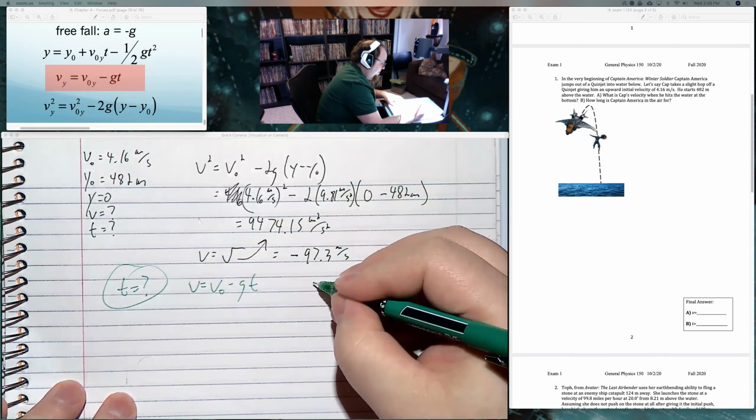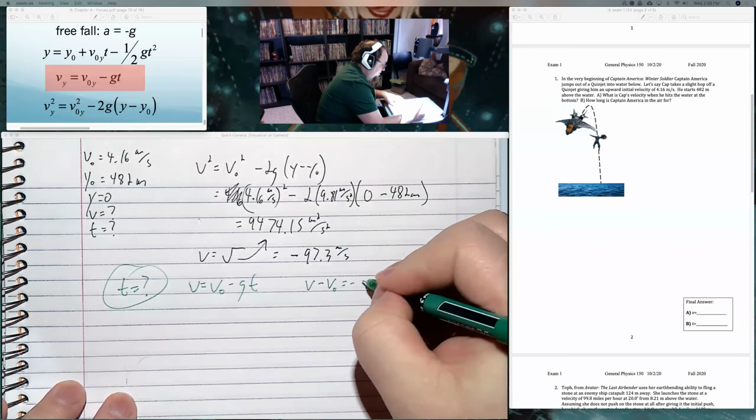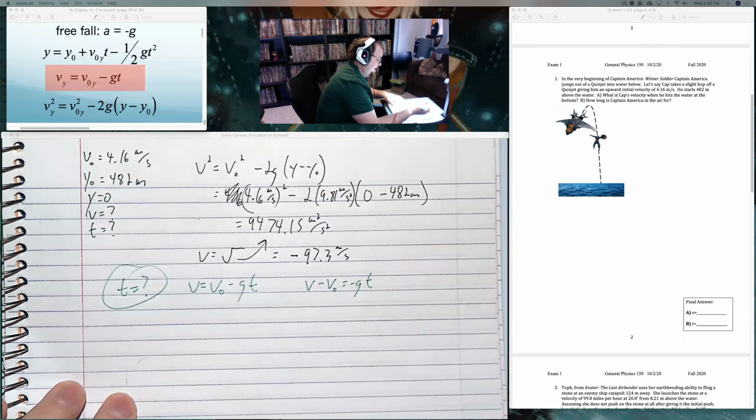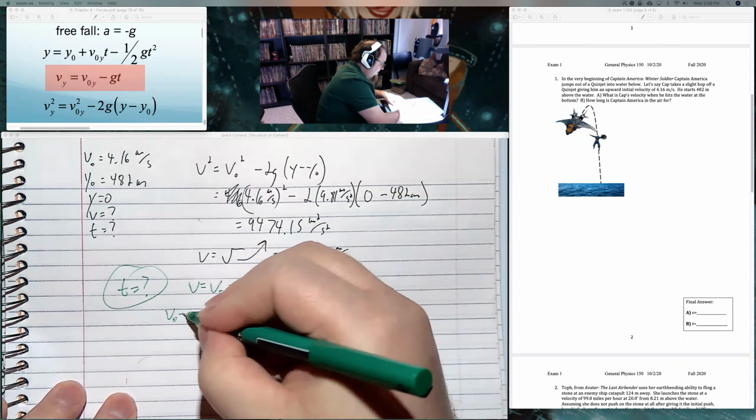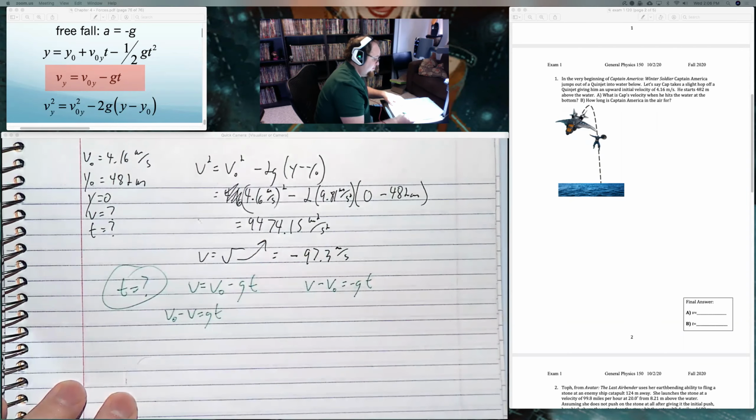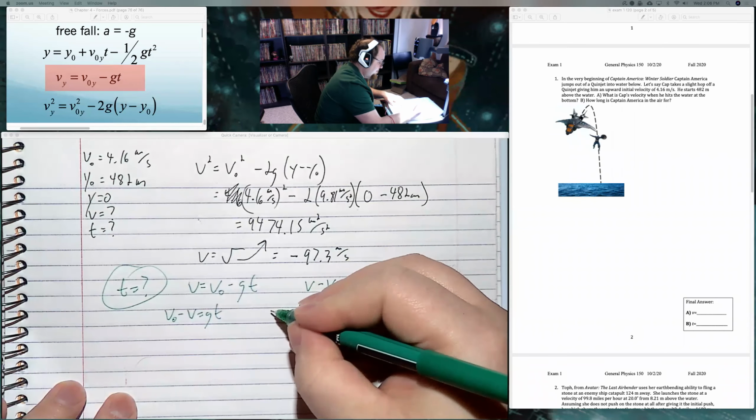I'll subtract v naught from both sides. v minus v naught equals negative gt. I'm just going to get rid of my negative sign because it bothers me. v naught minus v equals gt. And divide both sides by g.